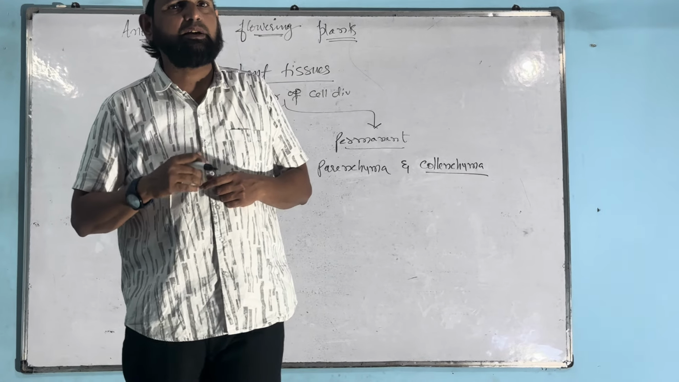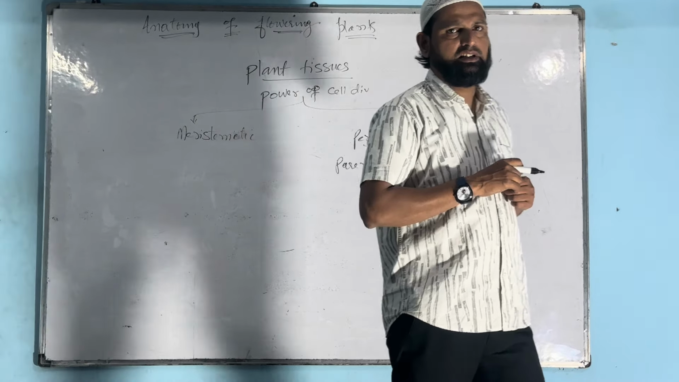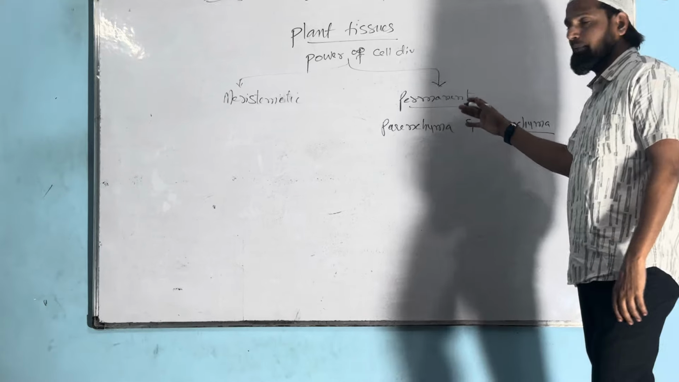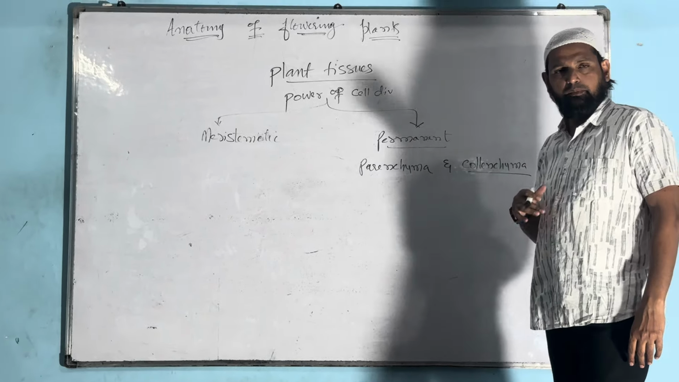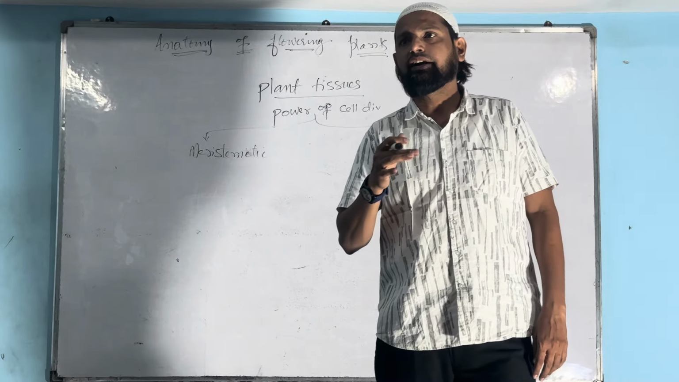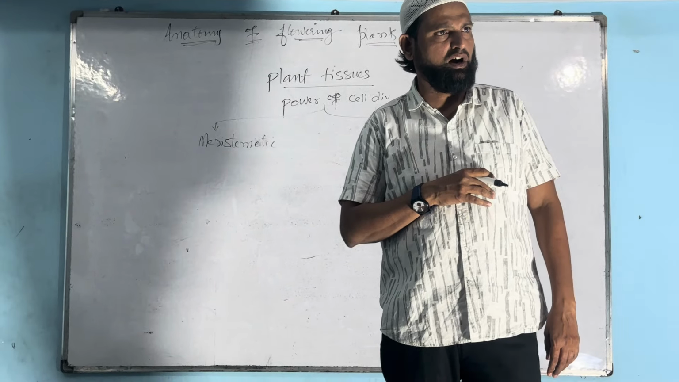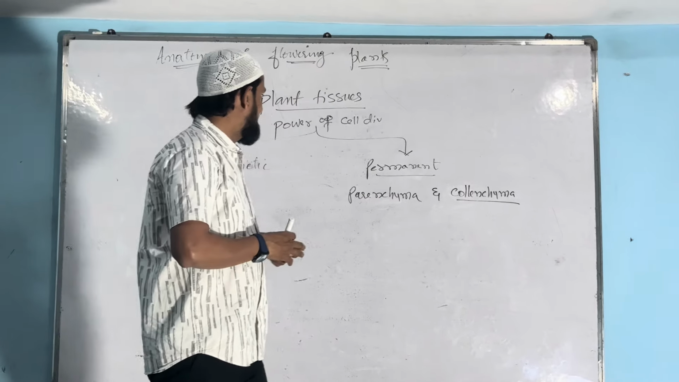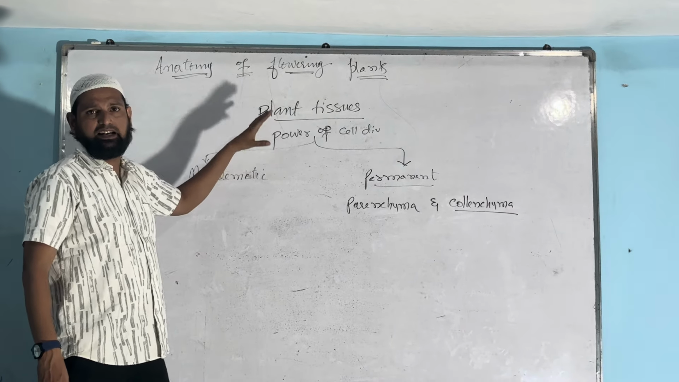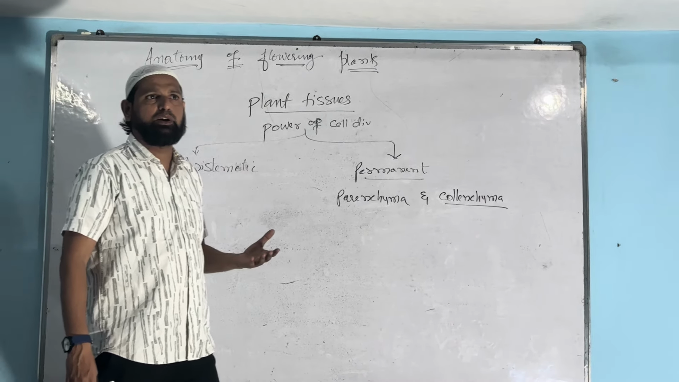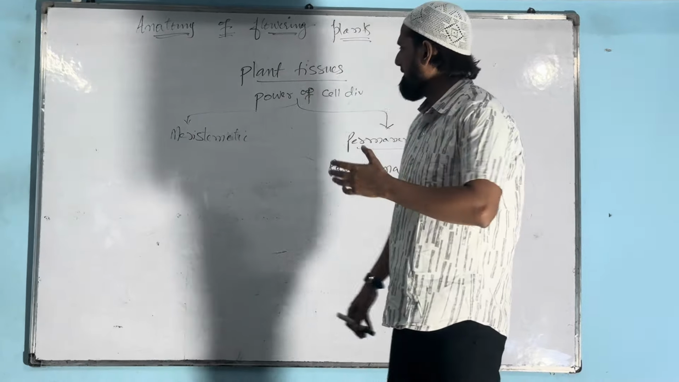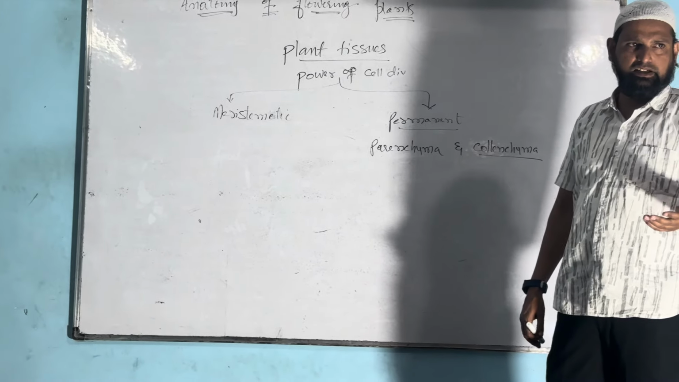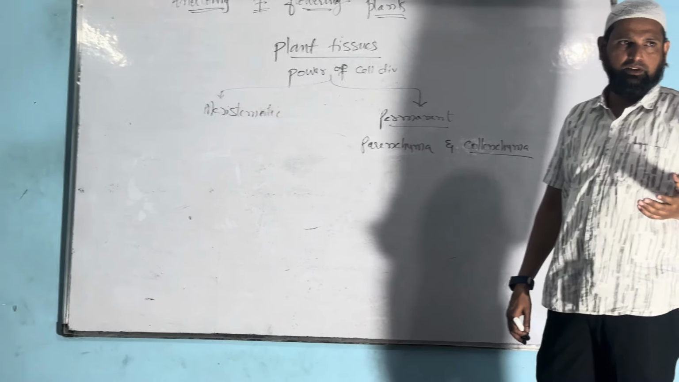Now, one more type of question may be asked in the examination: based on which specific process can the permanent cells once again divide? Remember, by the process of dedifferentiation. That we will discuss also. So the plant tissues based on power of cell division are classified into two types, meristematic tissue and permanent tissue. Simple definition: which can divide, meristem; which cannot divide, permanent.